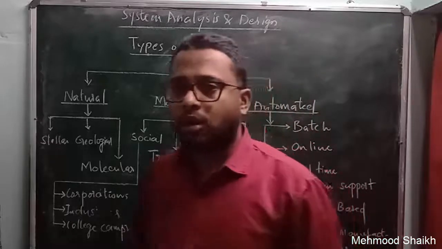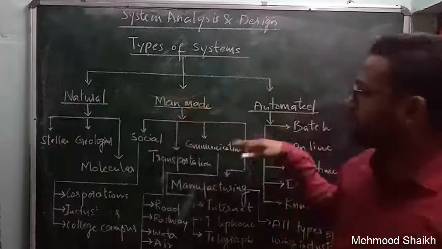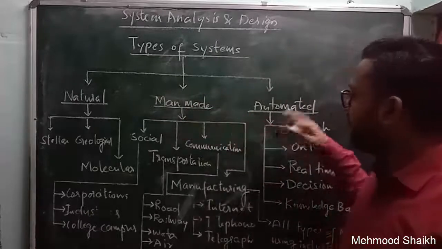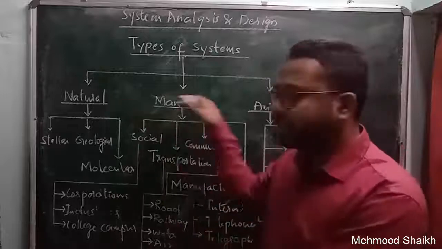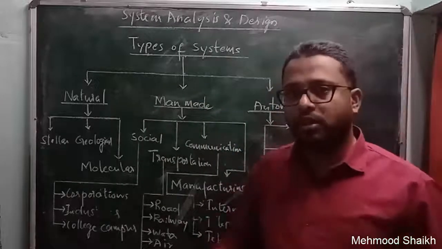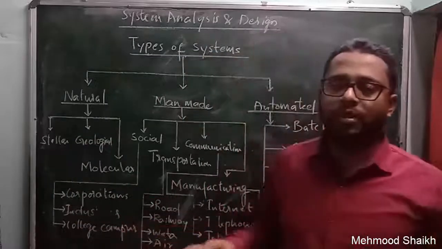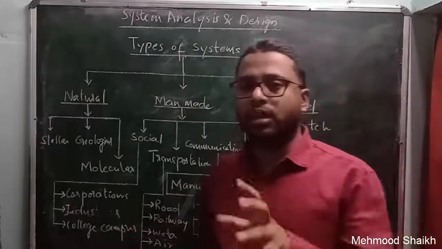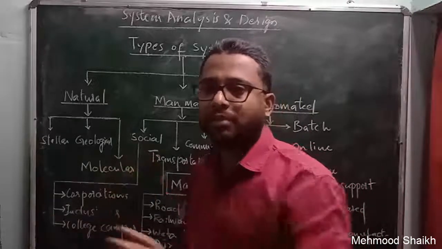Okay, so now in this class we have mainly focused on three types of systems, which are natural, man-made and automated systems, and we saw various further categories of each and every one of these systems, and we also saw the various examples of each and every type of system. Okay, so I hope you guys have understood everything about system and various types of system.